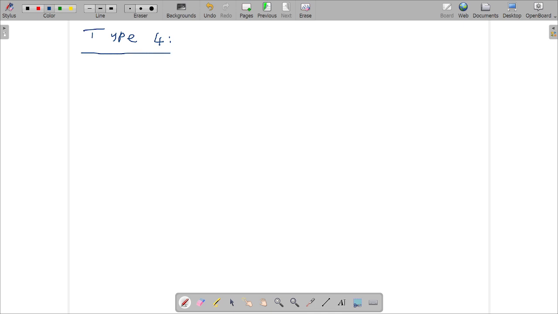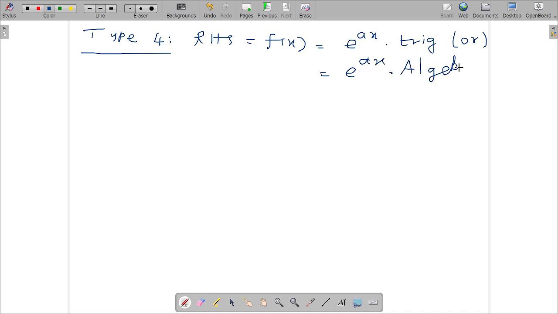Type 4 is if the right hand side f of x is any function multiplied with an exponential. That means it may be in the format of e power ax into trigonometric, or e power ax into algebraic. Then how can we solve it?